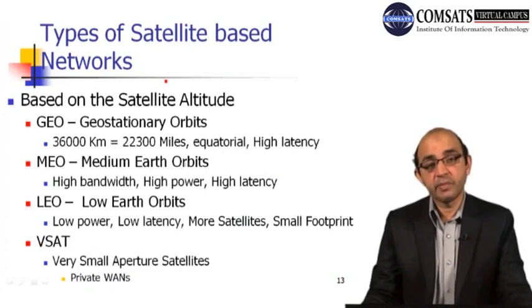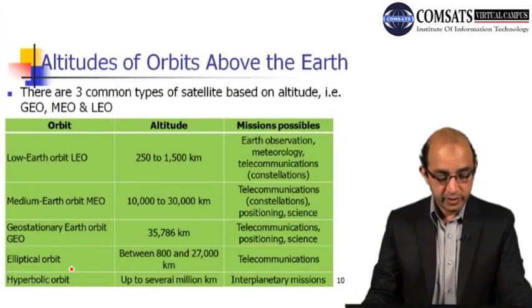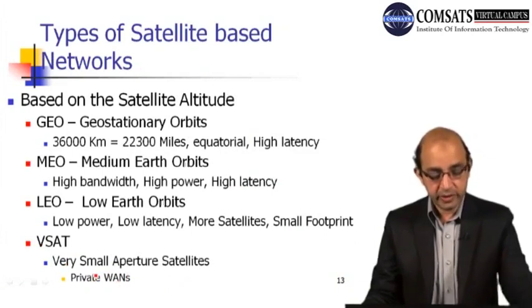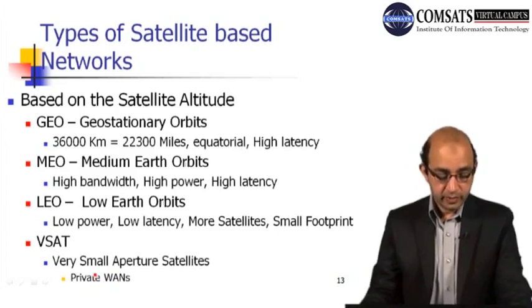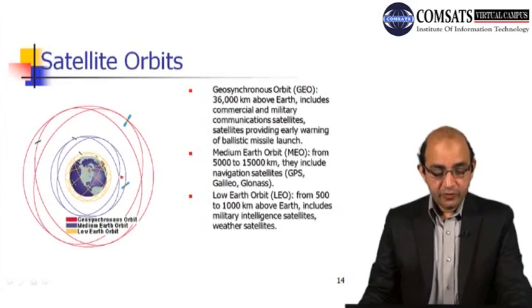So here we have established different types of satellite networks on the basis of altitude. You can see it's almost the same, but we have VSAT over here, which we did not have before, right? Very small aperture terminal, so it is actually used for private networks. So again, orbits. Here we have shown satellite orbits graphically.